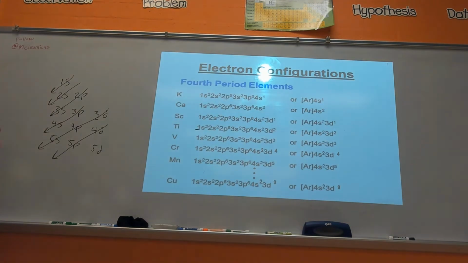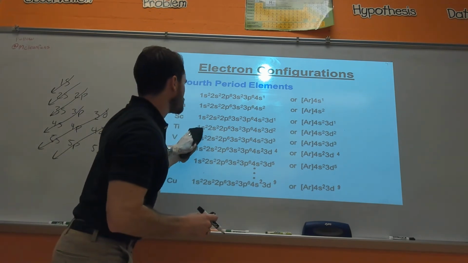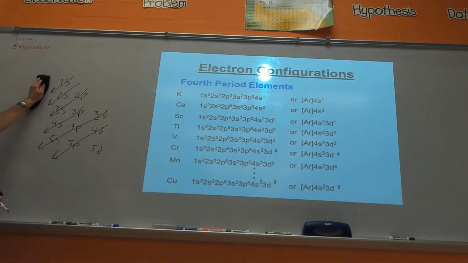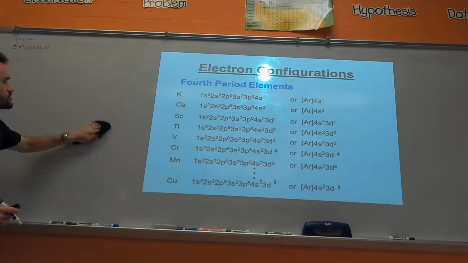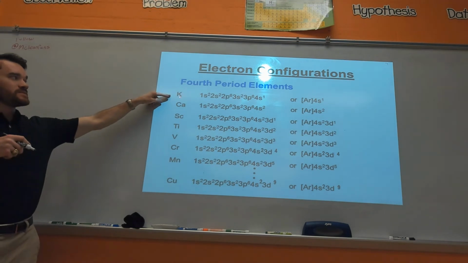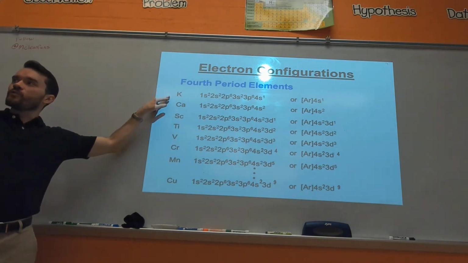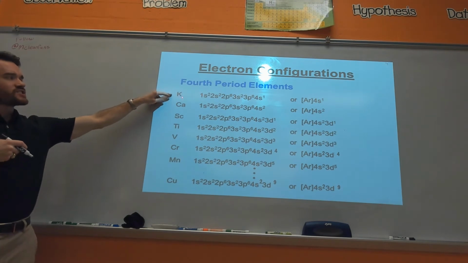All right. So what does this look like, practically speaking, for the actual electron configurations? Well, this is the electron configuration of the fourth period elements. If we start from the very left, potassium is the very first element in the fourth row. Here's potassium and its electron configuration.